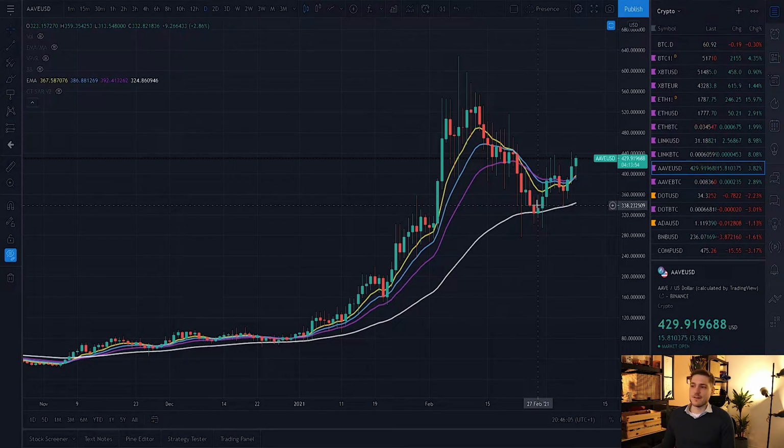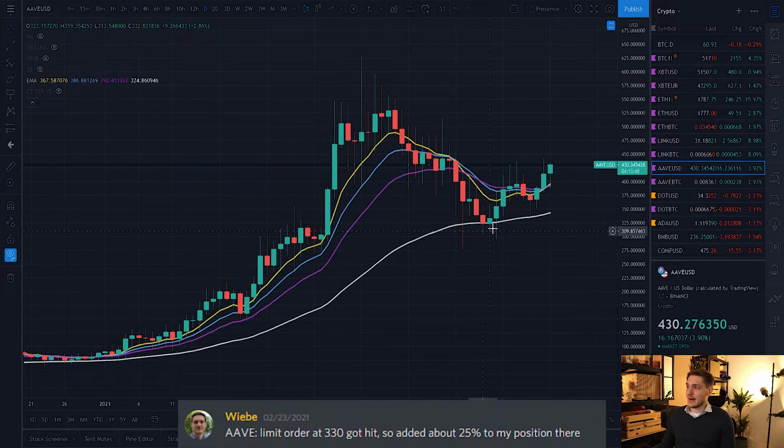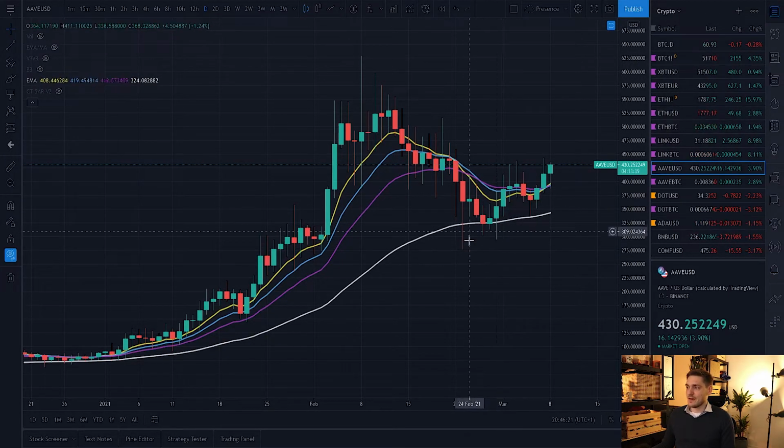I actually took some profits on Aave at $493, and now I actually went back into my position at $330. I of course notified my Discord premium members. Because of that 55 daily exponential moving average, I added some back to my position, and now it does seem to bounce off that 55 EMA beautifully and now seems to go back up. So yeah, again, the 55 EMA can be a very helpful tool as well to buy that dip.